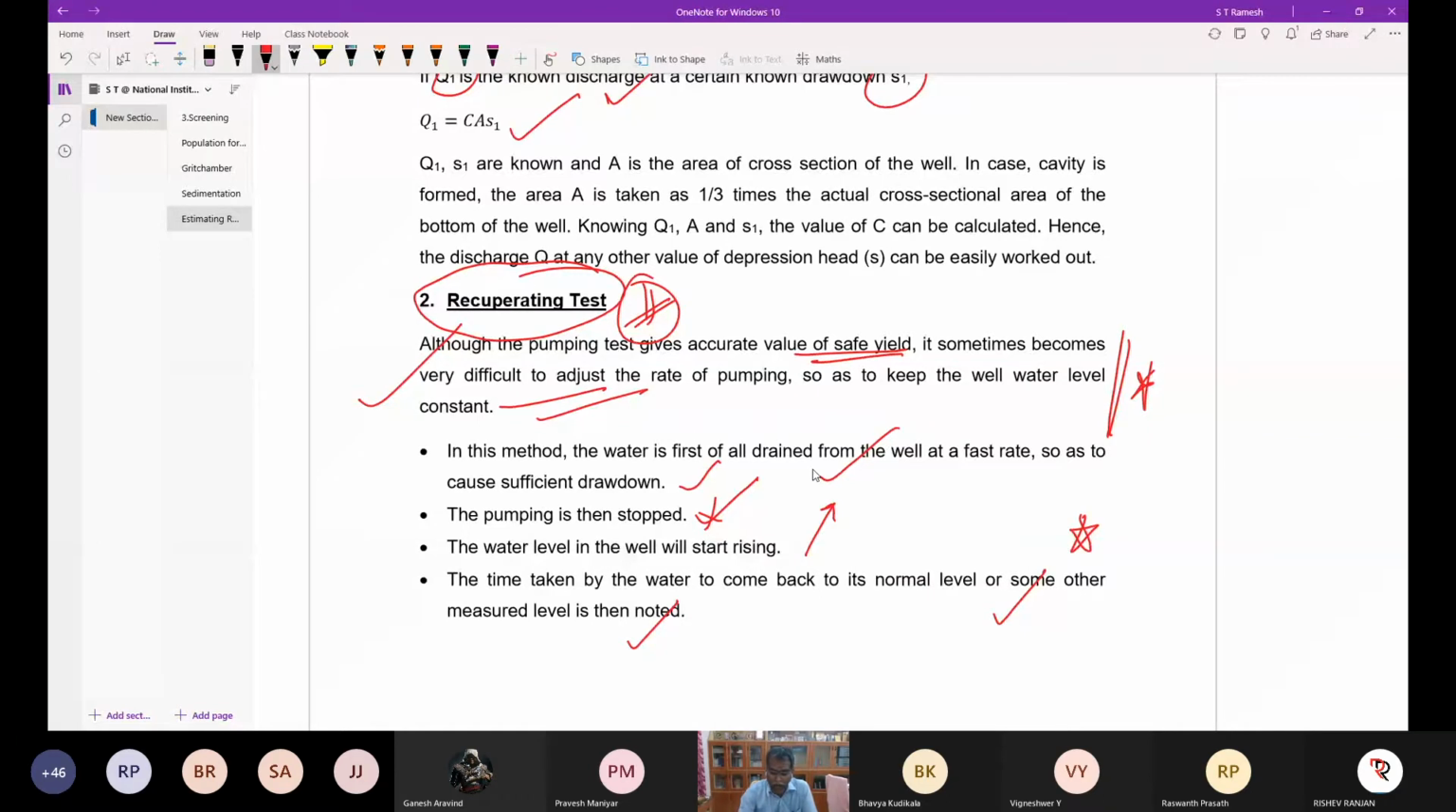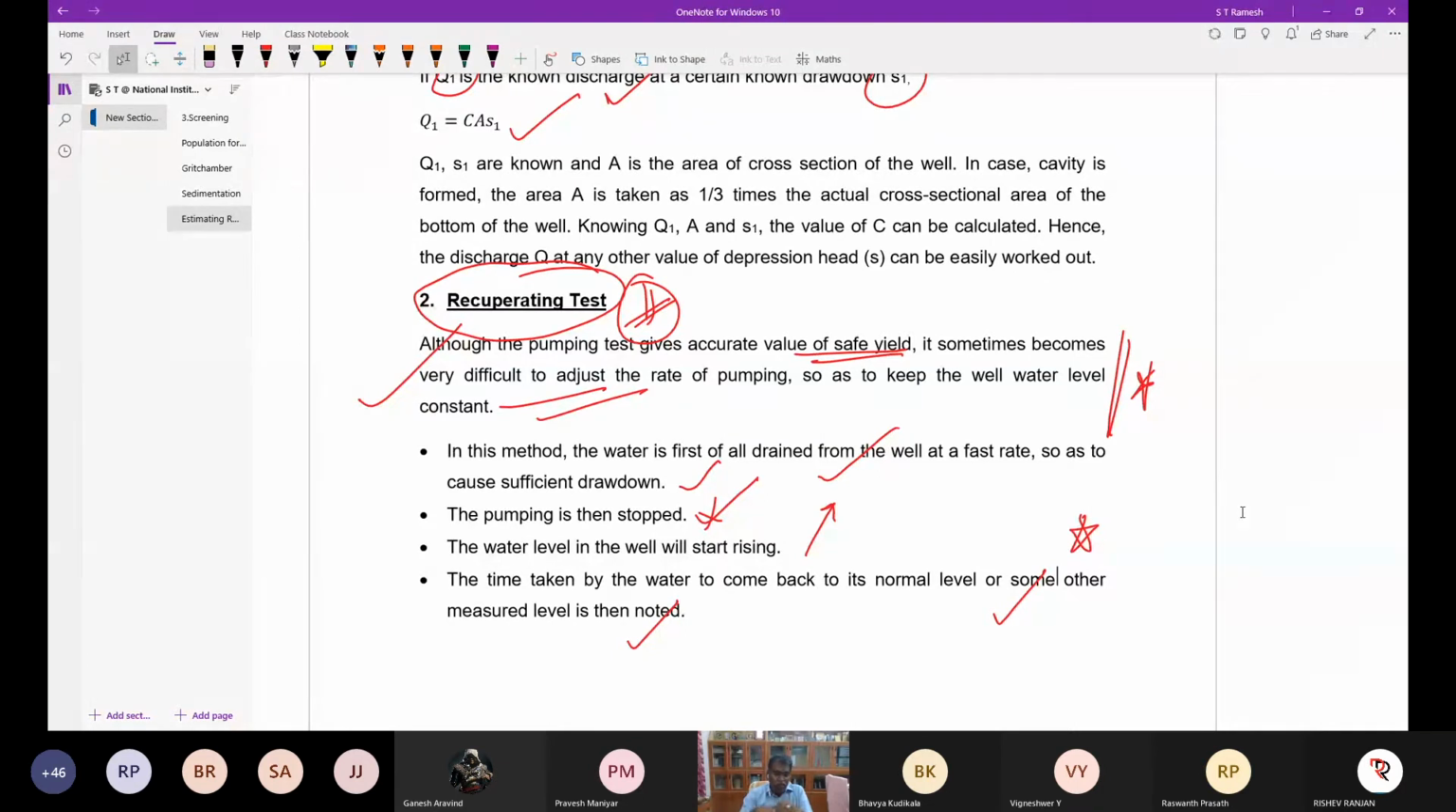Please remember, even though the pumping method is very accurate, it is very difficult to maintain a constant drawdown, and frequent adjustment for a particular drawdown is very difficult. So to overcome that, another test is tried, called the recuperating test. It's very simple. You just pump the water at a faster rate to cause a sufficient drawdown, then you stop the pump.